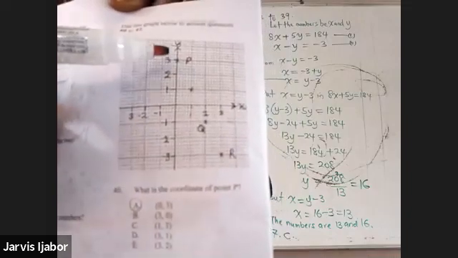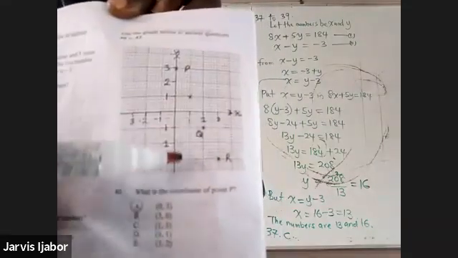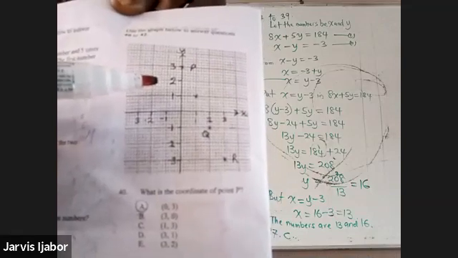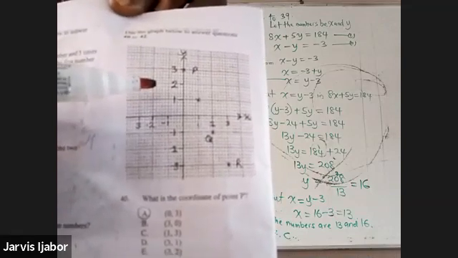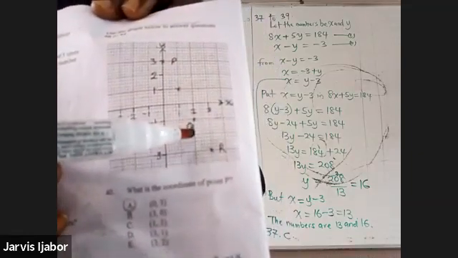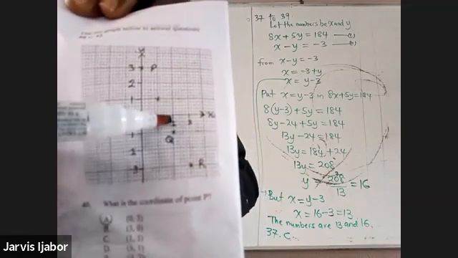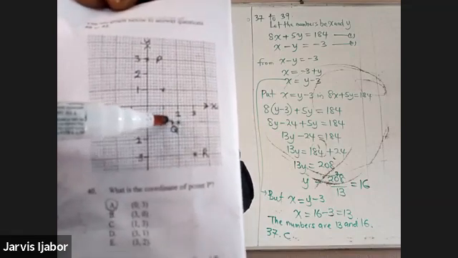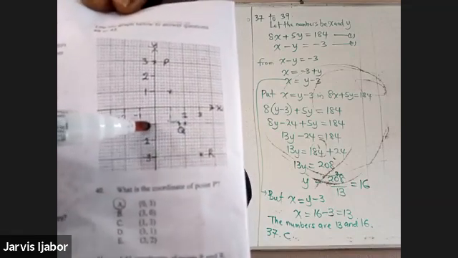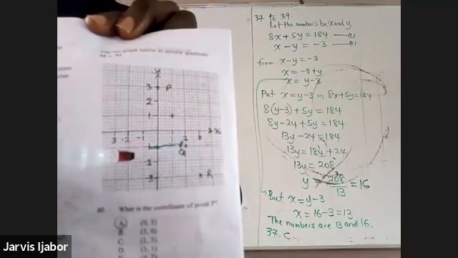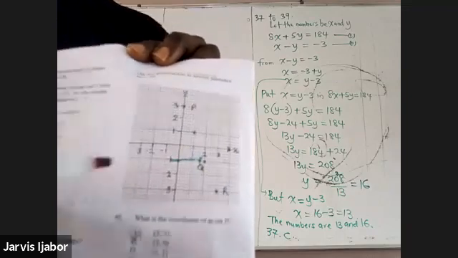Now, look at P. P is essentially on the y-axis, so it has no direction in x. So it will be 0 for x and 3 for y. Now let's look at Q. For Q, you discover that it is just below the x-axis. So it will have a negative value, -1 for y, and a positive value for x. So it will be (2, -1).